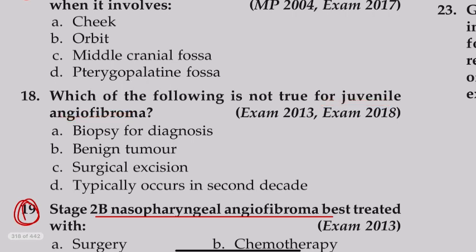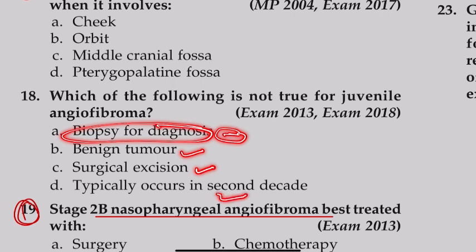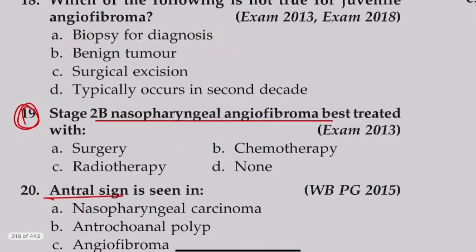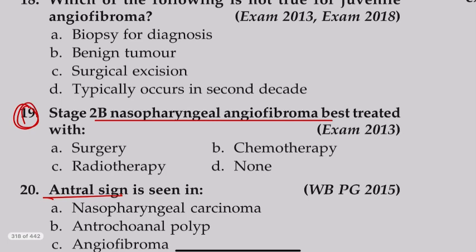Biopsy for diagnosis? Yes, it is not true. It is contraindicated. Benign tumor? Yes. Surgical excision? Yes. Typically occurs in the second decade? That's also right. Nasopharyngeal angiofibroma is best treated with, now, how is it treated? We all know the treatment of choice is surgery, right?